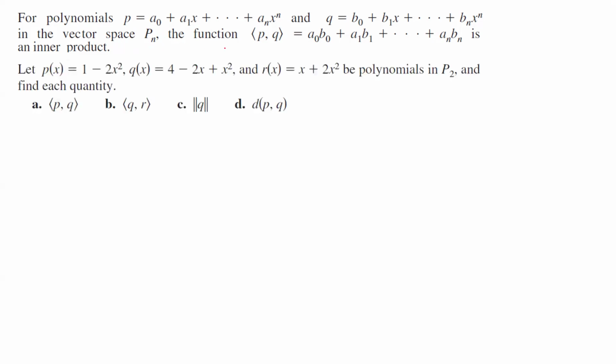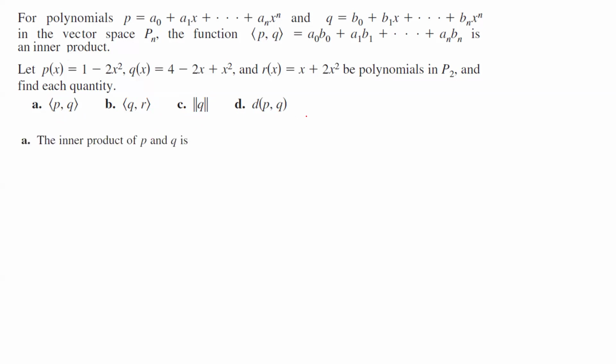Well, consider these three polynomials. P of x is 1 minus 2x squared. Q of x is 4 minus 2x plus x squared. And R of x is x plus 2x squared. Again, we are in the vector space of all polynomials of degree 2 or less. Indeed, it is a vector space, and this function is an inner product function on this vector space. So the question says, find the inner product between P and Q, find the inner product between Q and R, find the magnitude or norm or length of Q, find the distance between P and Q.